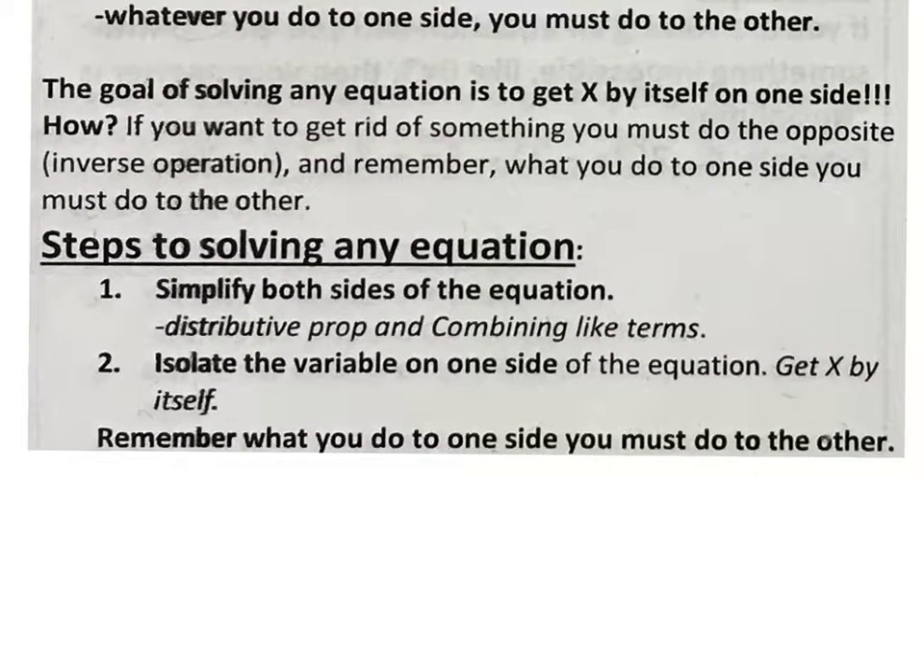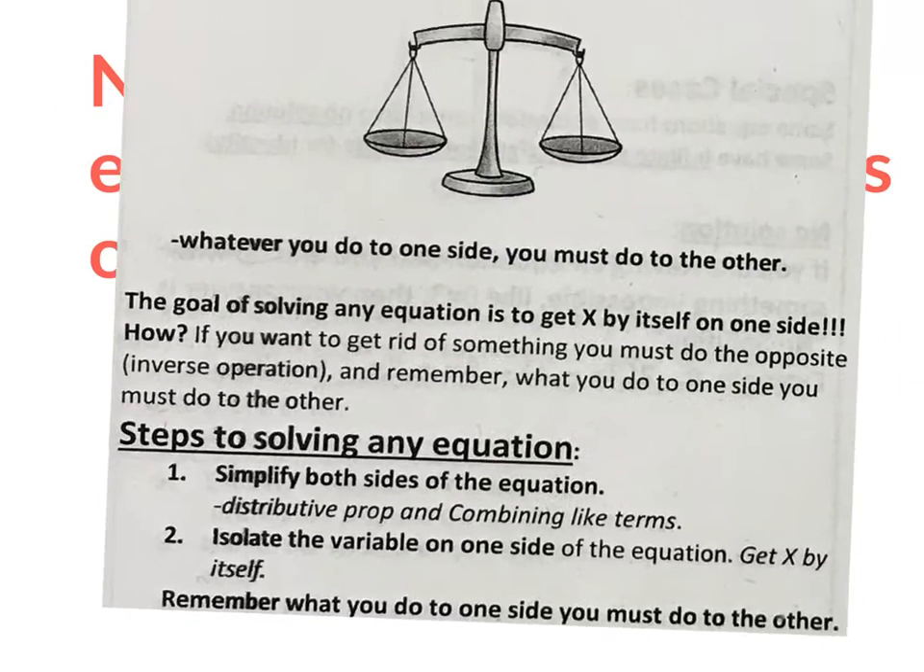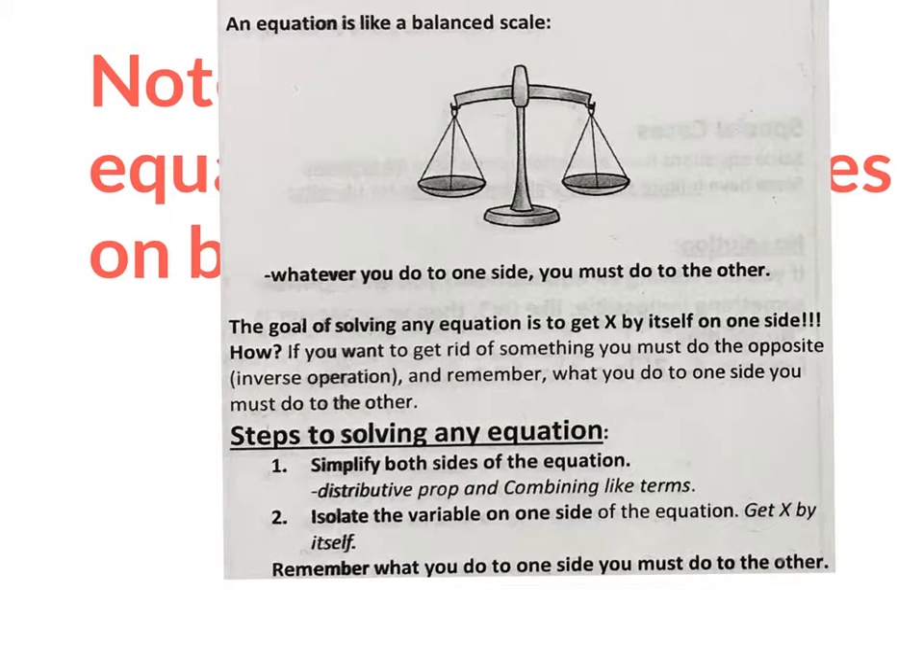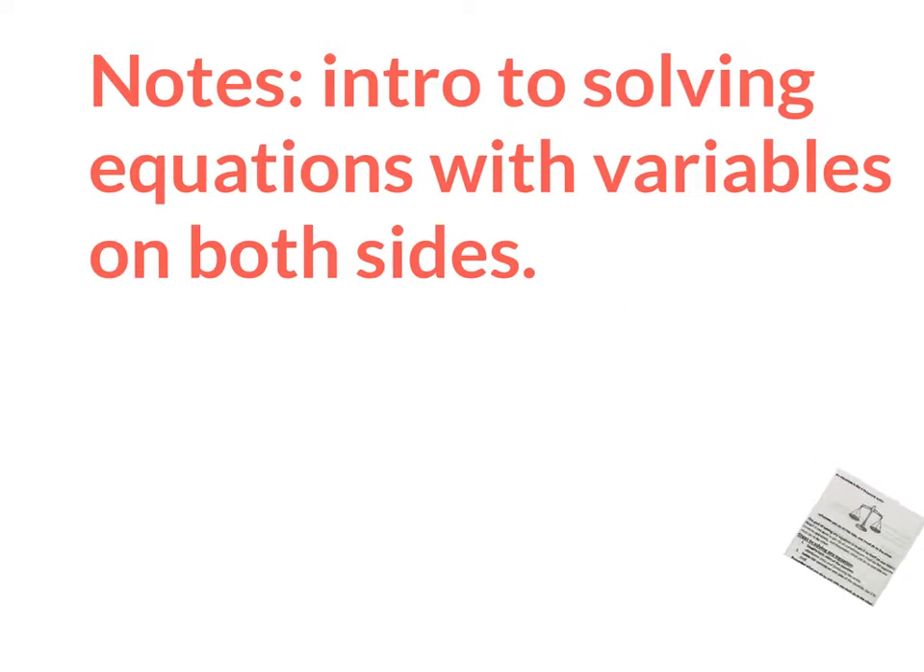Last week I gave this to you. So step one is to simplify both sides of the equation. That means distributive property and combining like terms. Step two is to isolate the variable on one side of the equation to get x by itself. So all of last week we were just doing step two because I gave you nothing but simplified equations. And last week we only had x's on one side of the equal sign. This week we're going to be having x's on both sides of the equal sign. So let's move on to a visual example.